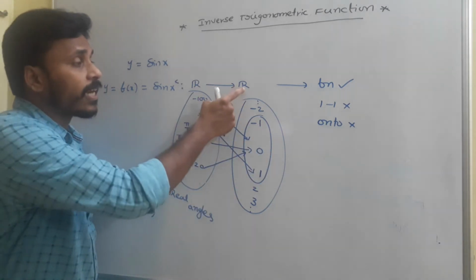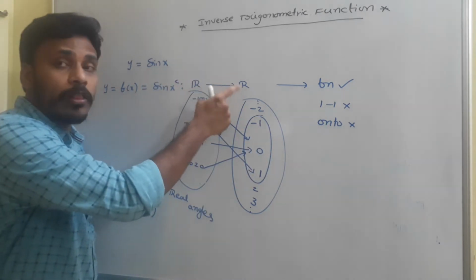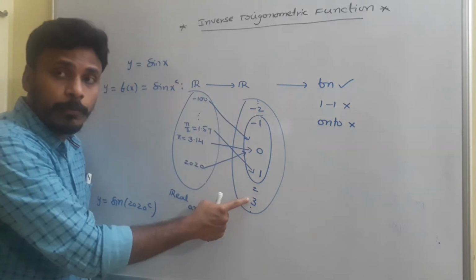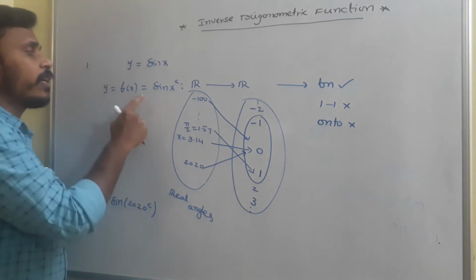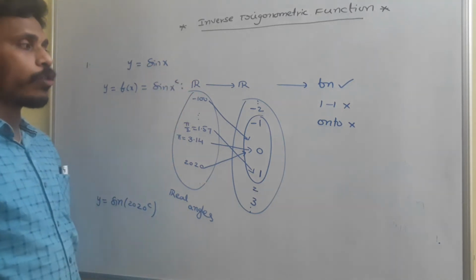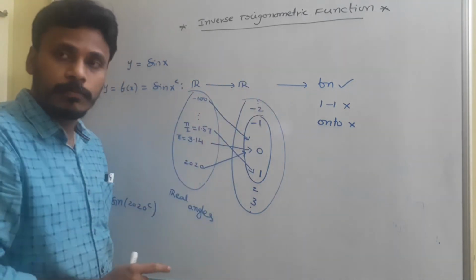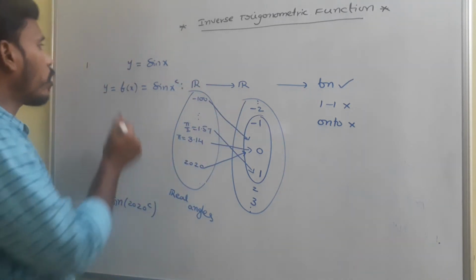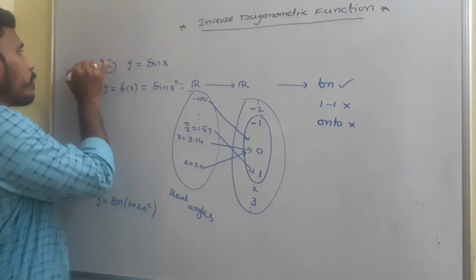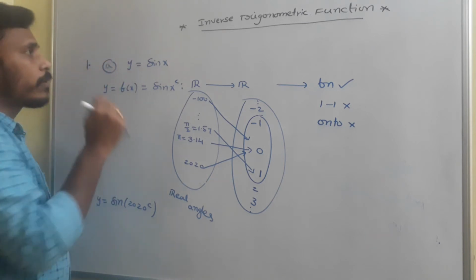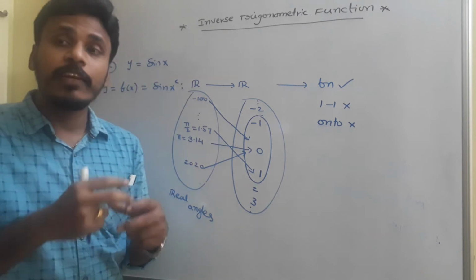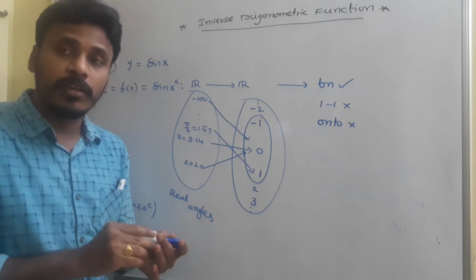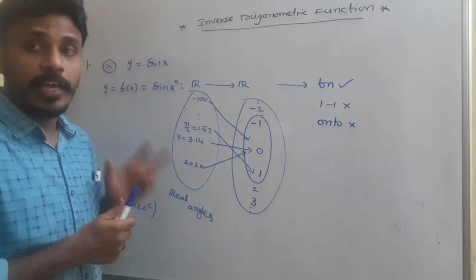Okay, but in the second set, the codomain is all the real numbers. So there are some elements which don't have a pre-image, and that's why we say that this sin x from real numbers to real numbers is just a function, but not one-one, and not onto. So now what I do is construct an inverse trigonometric function. In the sense, I am going to construct an inverse for the sin x.